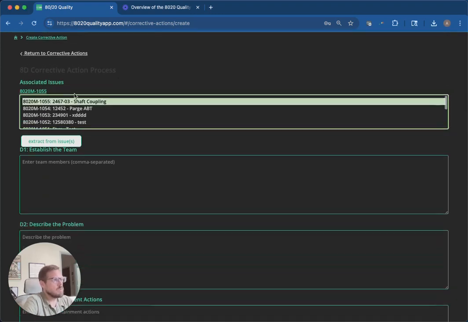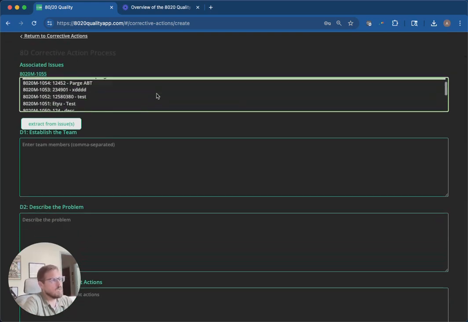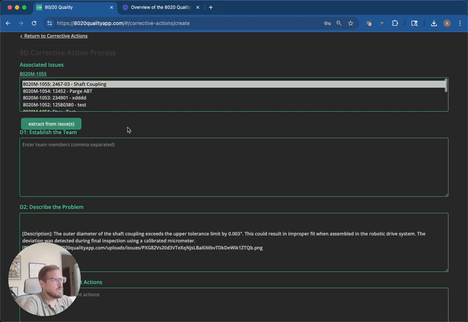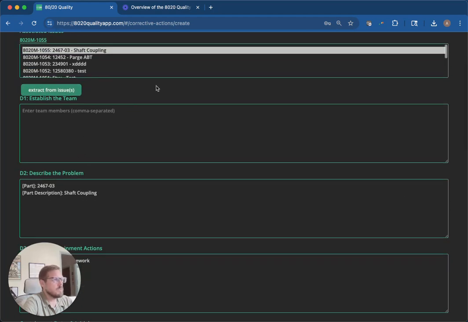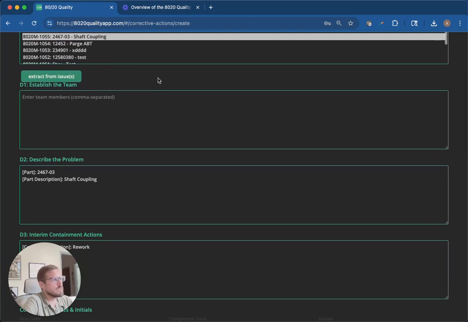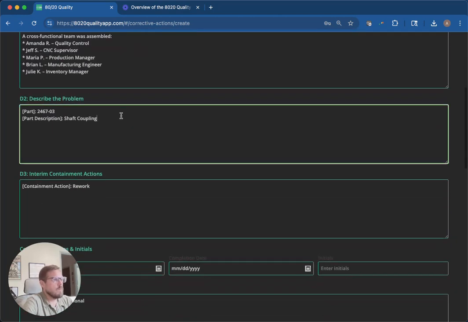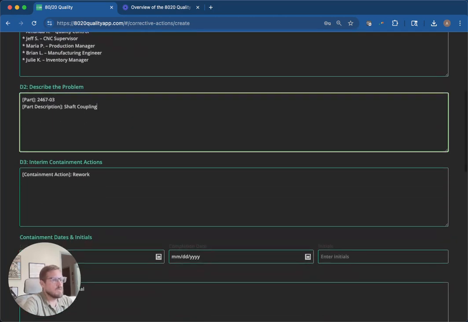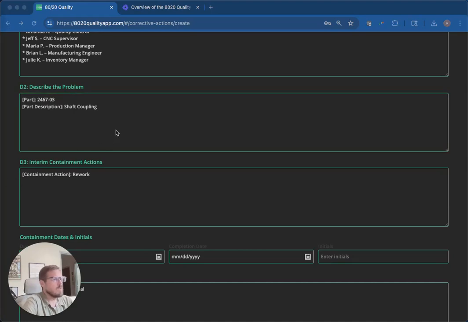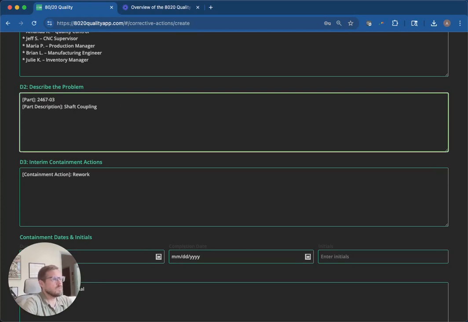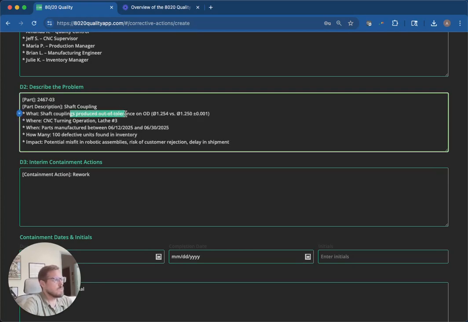Couple a previously made issue if that happens to be the reason for this nonconformance. It's not required, but you're able to do that by hitting extract from issues. I can actually pull the details of that nonconformance into my corrective action. Next we can describe the problem. In this instance we go with who, what, where, so it pulls over the details. There's our issues that are going on with this part.